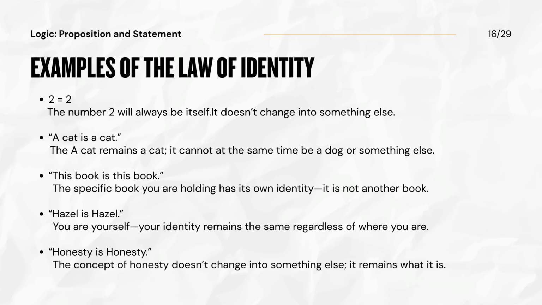This book, the book has its own identity, it will not change. Hazel is Hazel, meaning you are you, a person's identity does not change. Honesty is honesty. It will not become dishonesty or another value. So in short, the law of identity reminds us that something is what it is. It cannot be something else at the same time.